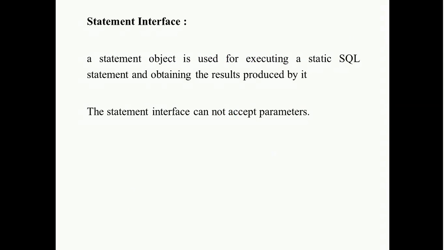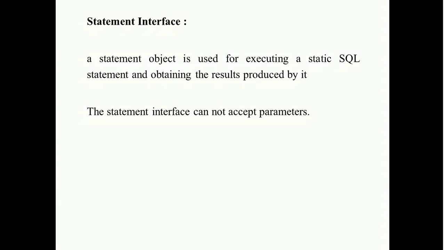Today we will see what the statement interface is. A statement object is used for executing a static SQL statement and obtaining the result produced by the SQL query. The statement interface cannot accept any parameter. So once a connection is obtained, we can interact with the database using the instance of the statement interface. The object of the statement variable is used to interact with the database.